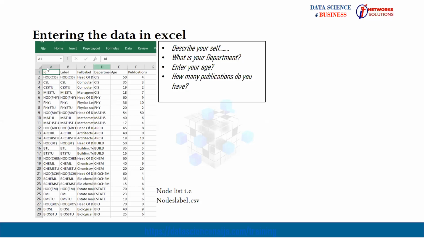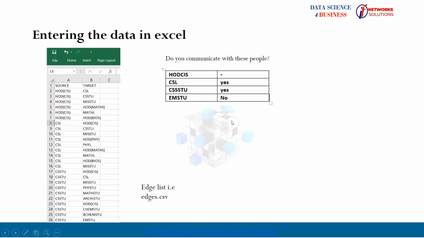I'll say something about this later. Then the label can be anything actually. Then the next thing is from column C, D, E, F, those are the things that you have captured from the questions that we have here. So after that, you want to enter this from the questionnaire that you administered to people.